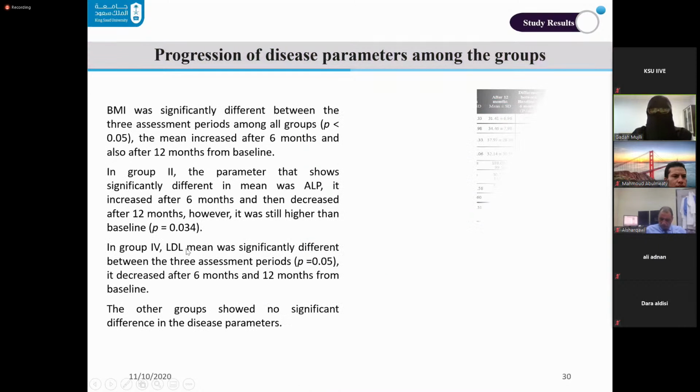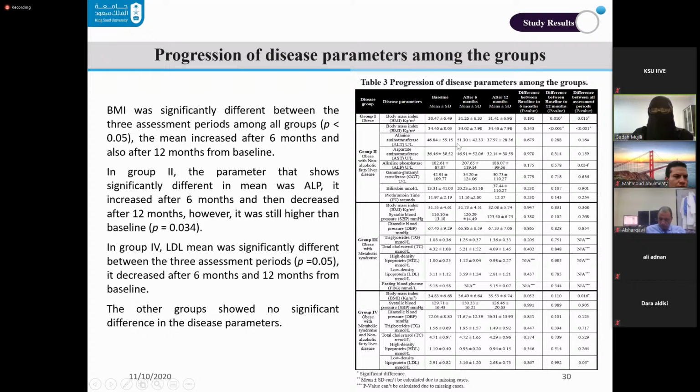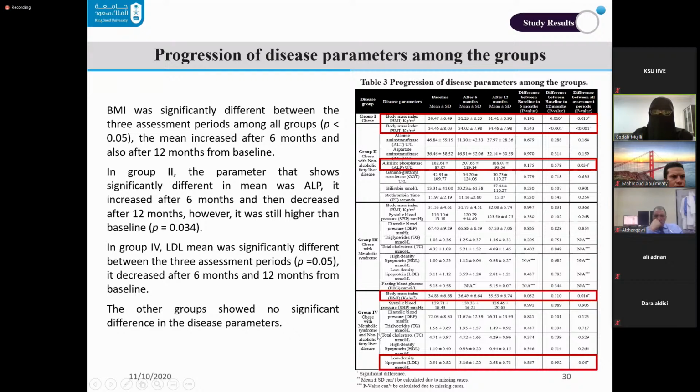After comparing between the groups across the 3 assessment periods, we found out that in the obese group, the BMI was significantly different. In the obese patients with NAFLD, the BMI also was significantly different, and ALP was also significantly different. However, there was no difference in obese patients with metabolic syndrome. In the final group, obese patients with METS and NAFLD, we found out the difference was significant in BMI and LDL.